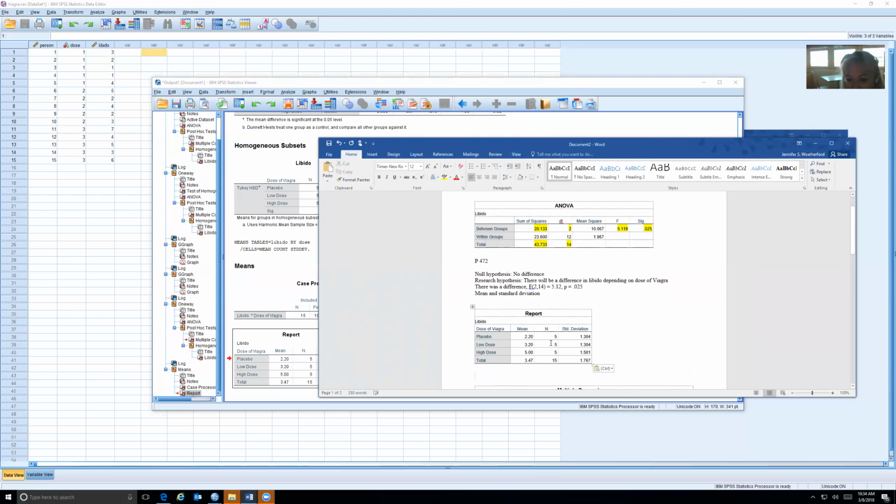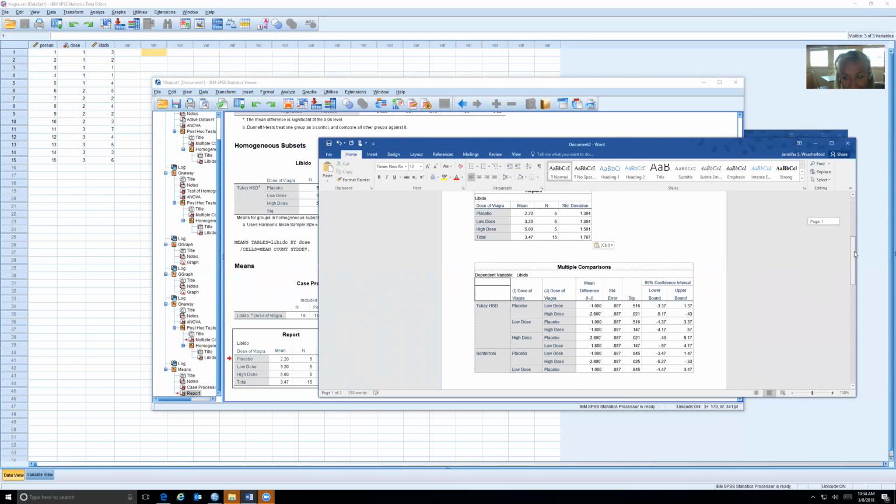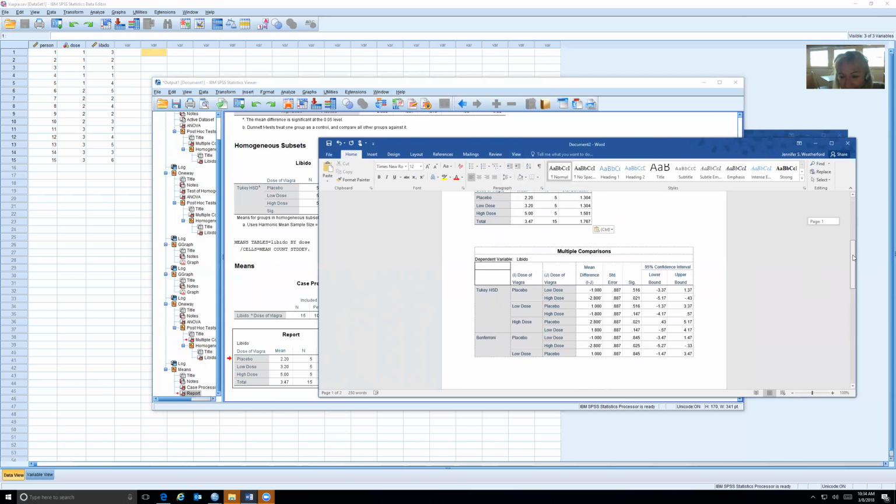Okay, but remember again, not this SPSS output. Write it in your own words. Italicize the M and the SD.